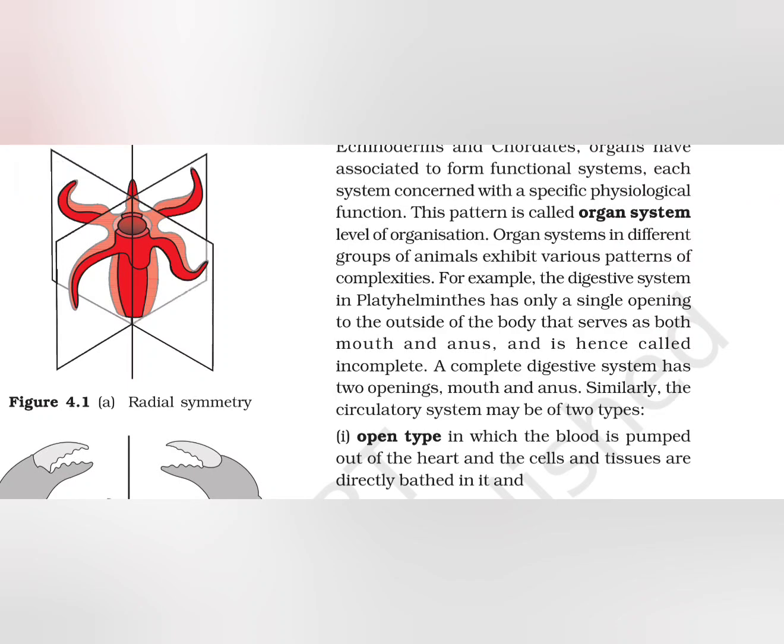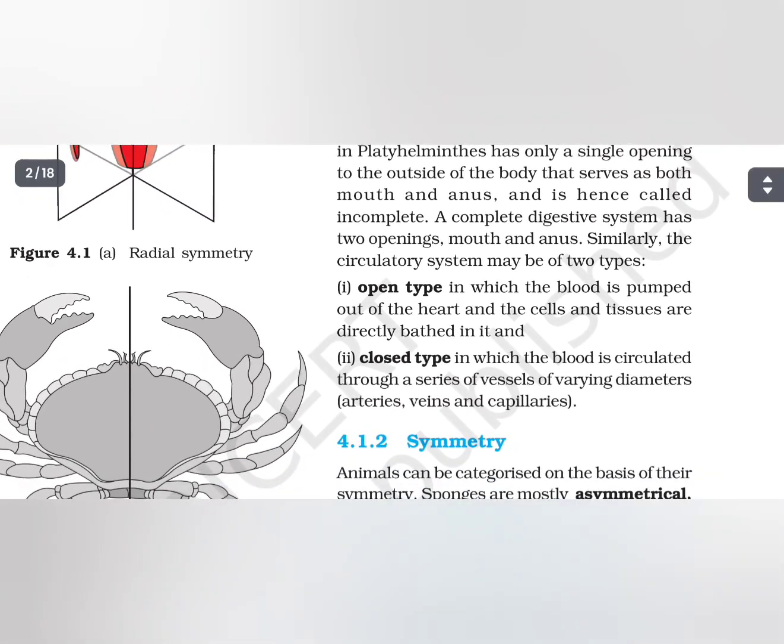Organ systems in different groups of animals exhibit various patterns of complexities. For example, the digestive system in platyhelminths has only a single opening to the outside of the body that serves as both mouth and anus and is hence called incomplete. A complete digestive system has two openings, mouth and anus.